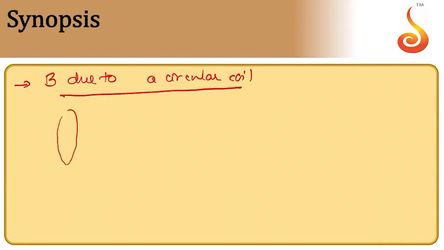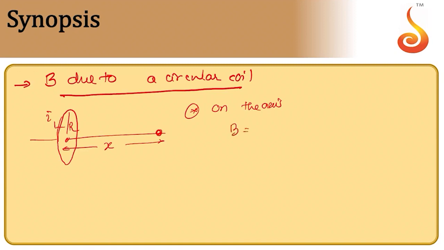Suppose I consider a circular coil of radius r. Let's assume that the point is at a distance x from its center and also assume that the current is I. Then the magnetic field at a point on the axis at a distance x from the center is given by B is equal to mu naught by 4 pi into 2 pi n I r square divided by (r square plus x square) to the power 3 by 2.